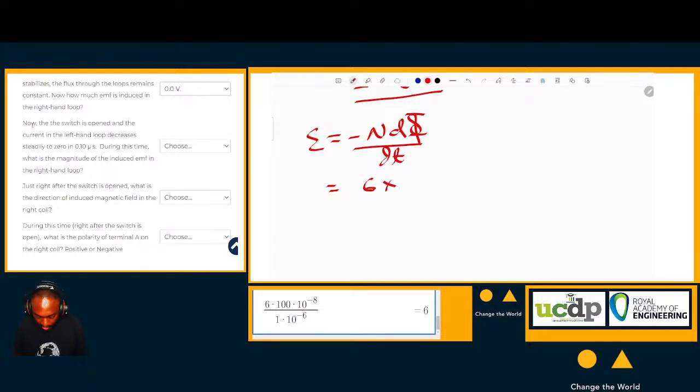6, you multiply by your flux, which reaches the maximum flux that we're given. Now what changed was the time, which is 0.1 times 10 to the negative 6. So the time has shortened, which means we expect a larger EMF being induced. So this is 0.1. Which means the EMF induced in this time will be 60 volts.